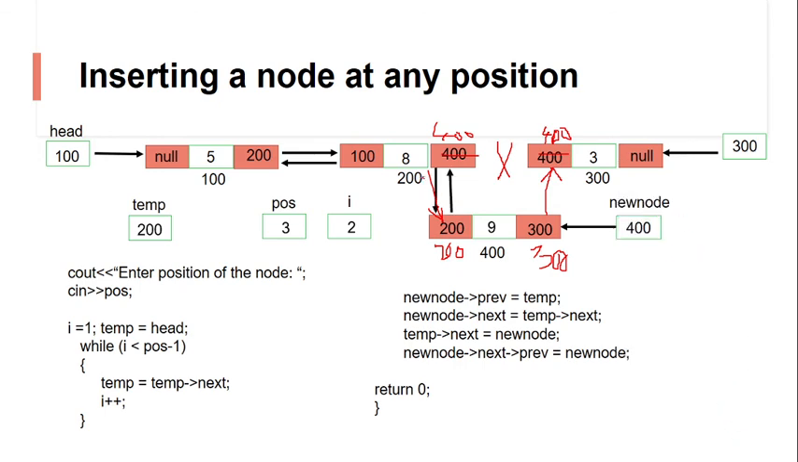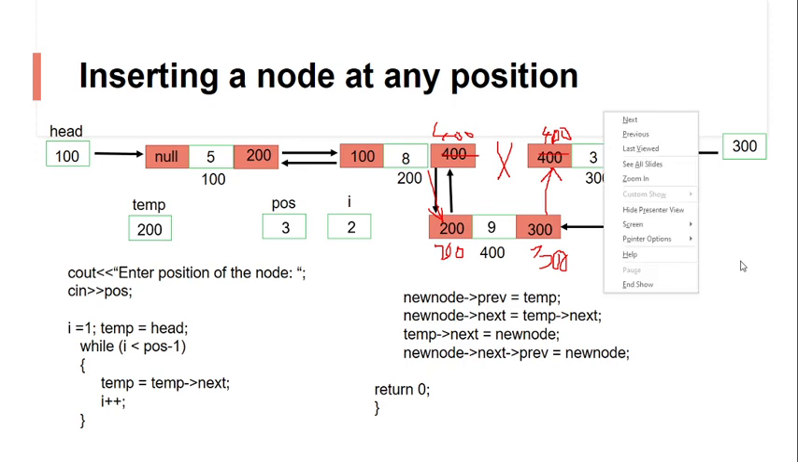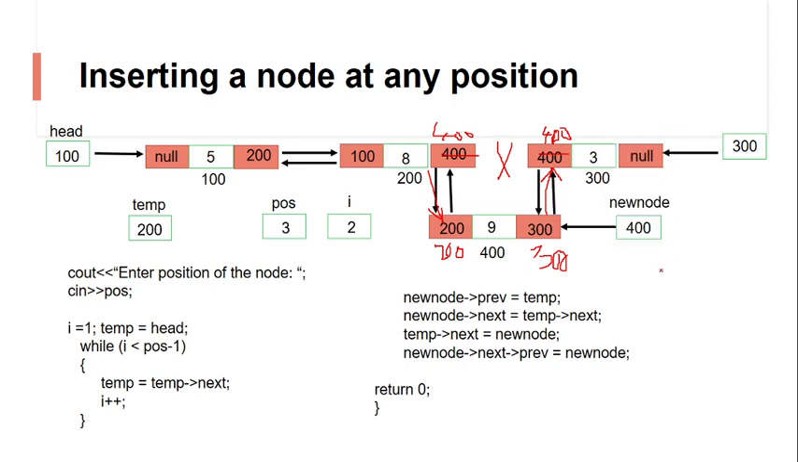Next, so there, this is the connection. Next again, so there. So finally, we have inserted this item, 400, between the 200 and 300 nodes. Okay, that would be all for the insertion of a node at any position for a double linked list. Okay, once again, good day.